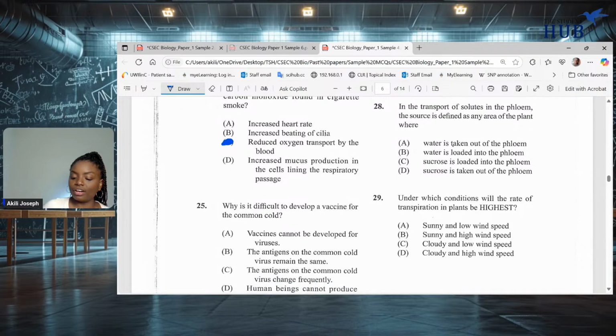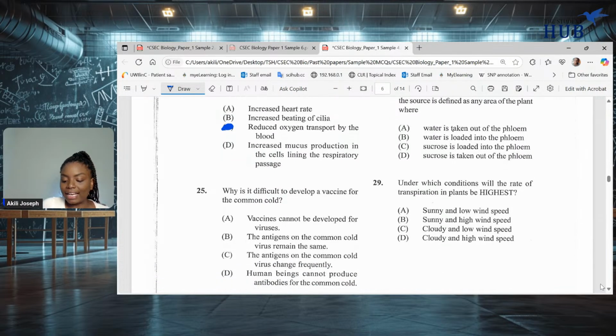Why is it difficult to develop a vaccine for the common cold? Is it that vaccines cannot be developed for viruses, that the antigens on the common cold remain the same, that the antigens on the common cold virus change frequently, or that human beings cannot produce antibodies for the common cold? It's going to be C.